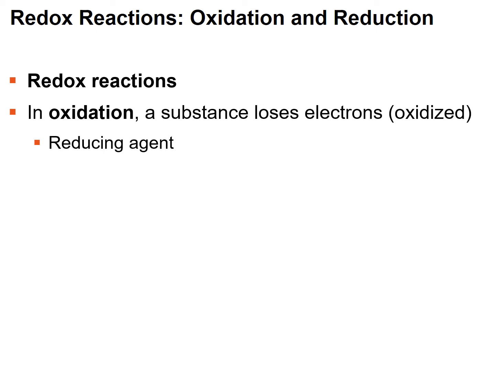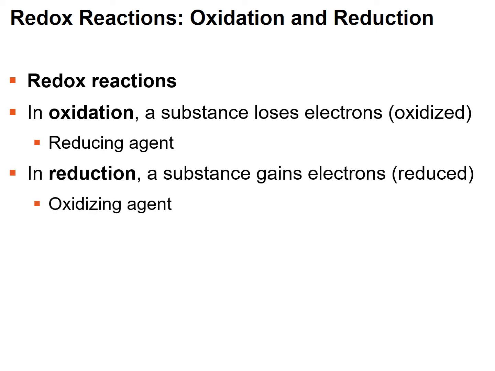How does it reduce something else? The electrons from the substance that lost the electrons are going to be added to the substance that gains electrons. When a substance gains electrons, that's called reduction. So the substance that gains electrons is becoming reduced, and it serves as the oxidizing agent because it's taking those electrons from the substance that's losing them. So it serves as an oxidizing agent.